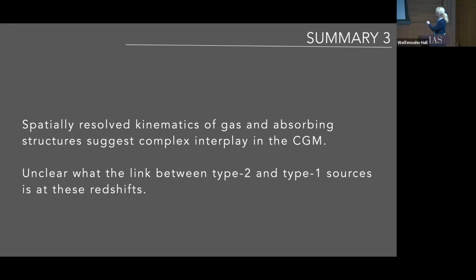So that leads me to the third summary. Spatially resolved kinematics of gas and absorbing structures suggest a complex interplay in the CGM, the circumgalactic medium. So far, it's still unclear to us what the link is between type 2 sources, such as the radio galaxies, and type 1, where we don't necessarily see these crazy absorption troughs in their spectra. But we're currently conducting an analysis to try and understand what the differences are.